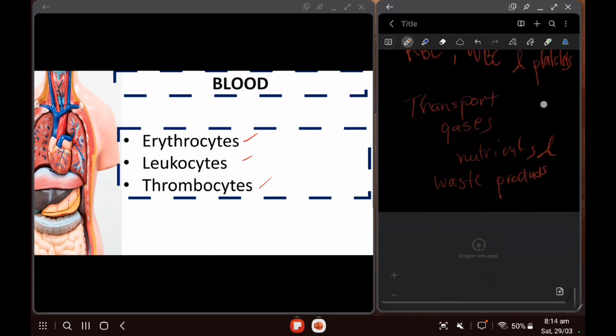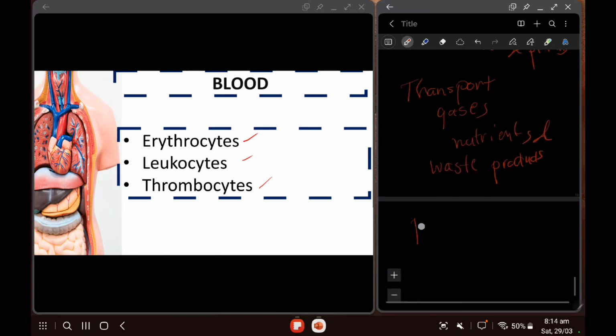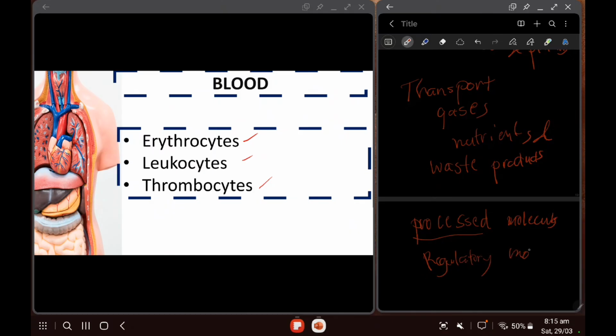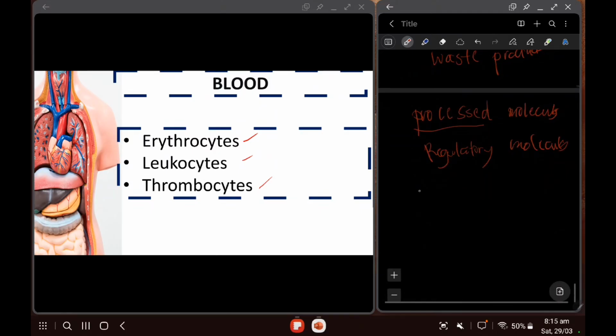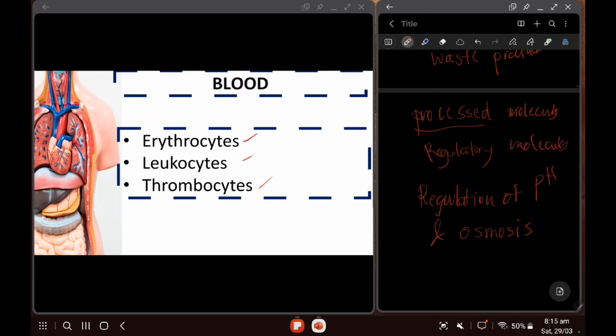Which is, it also transports the processed molecules, and it also transports the regulatory molecules. Then, another function of blood is regulation of pH and osmosis. So, ayan yung mga functions ng blood natin.